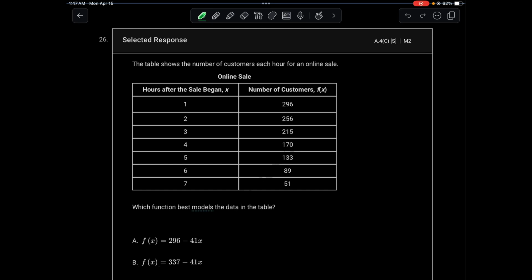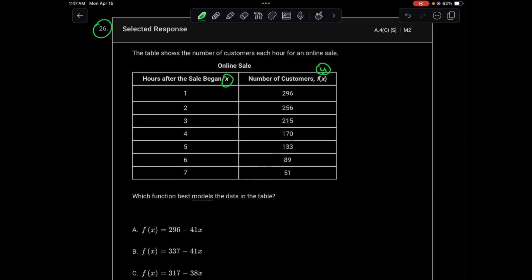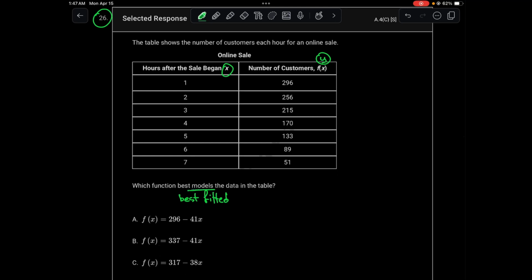Now 26. The table shows the number of customers each hour from an online sale. And we have the x and we have the f of x, which really is y. Which function best models? I'm looking for a best fit. Best fit what? Is it going to be a line? Is it going to be a U? What is this going to be? Let's see. Which function best models the data?